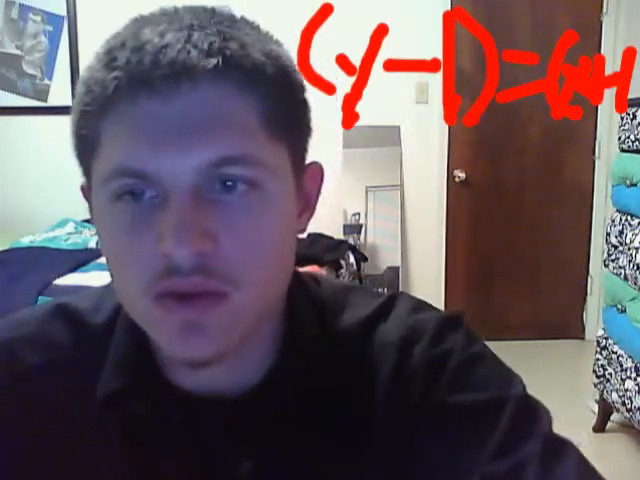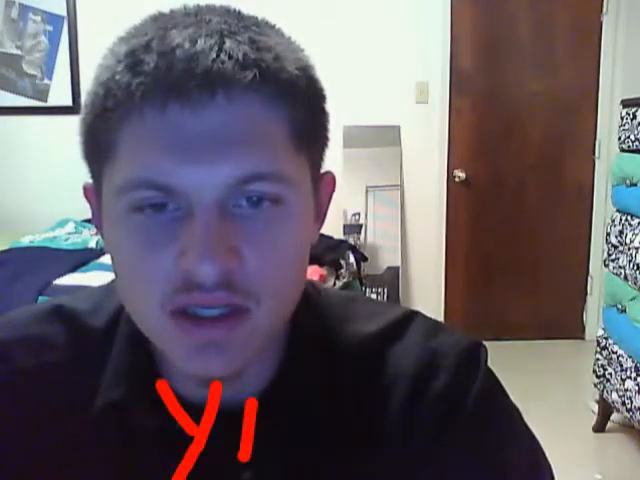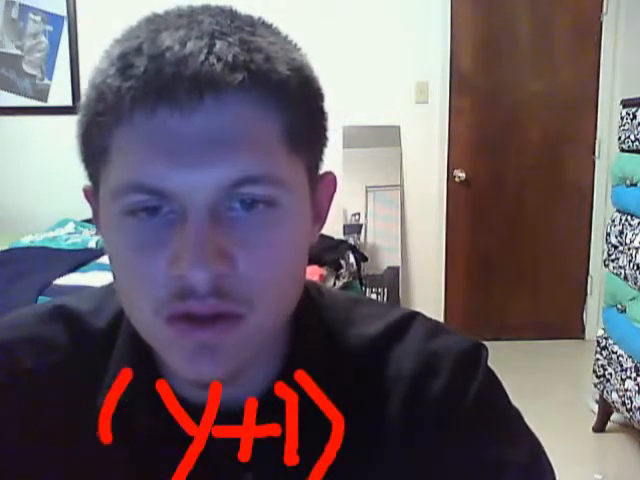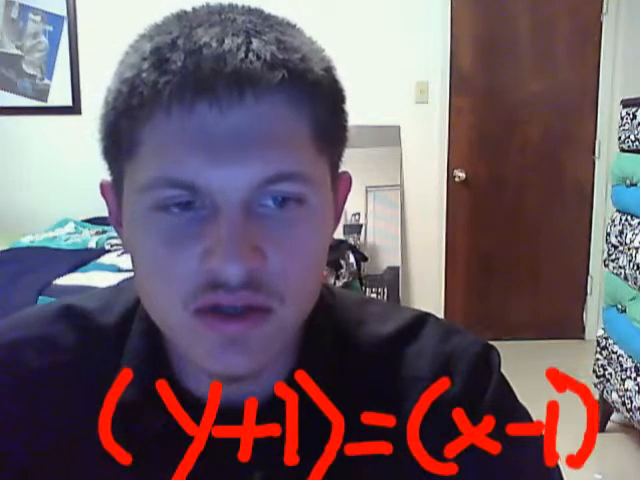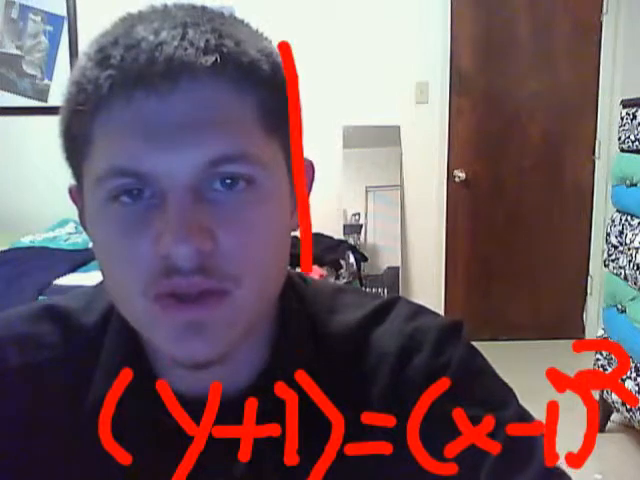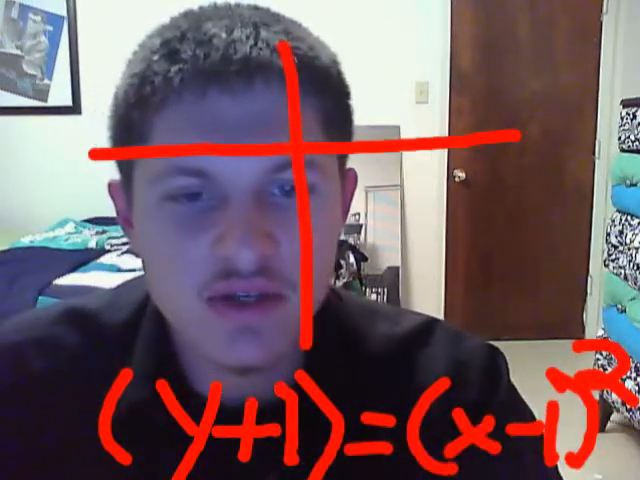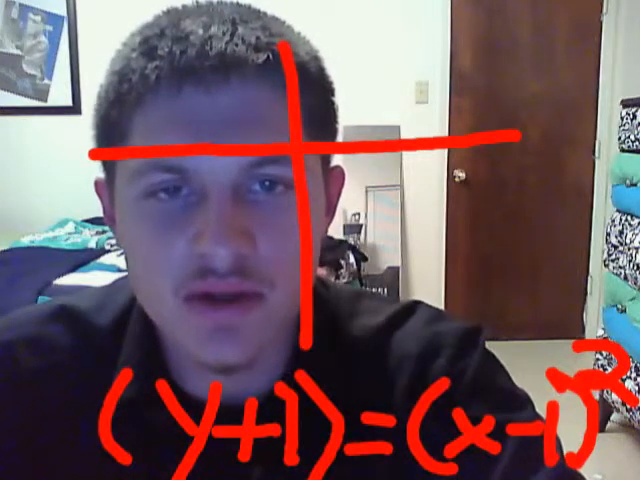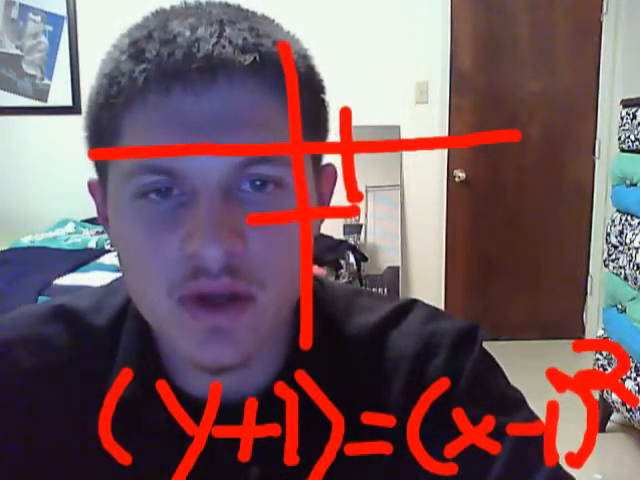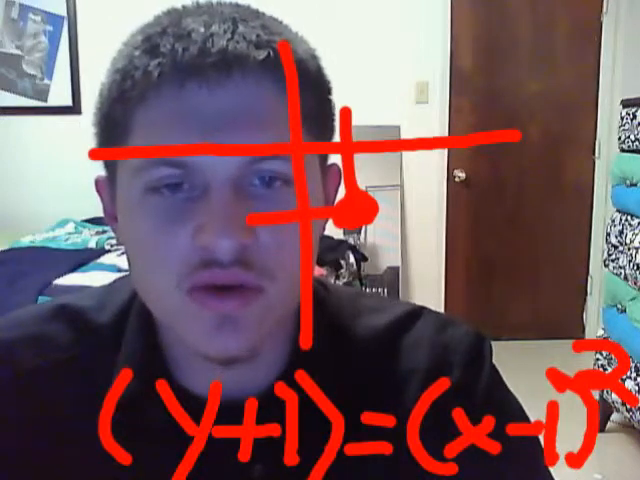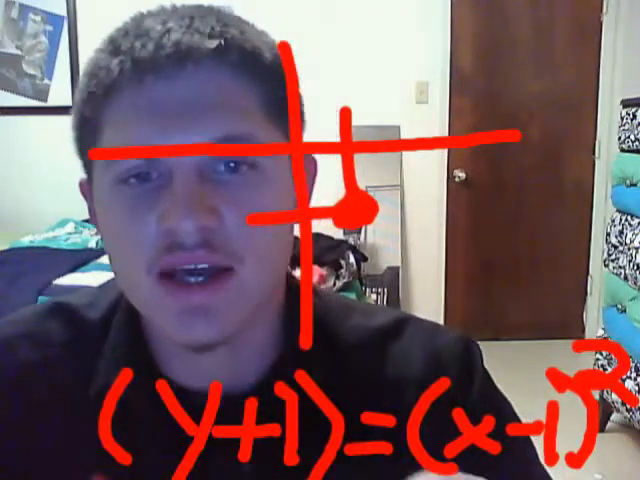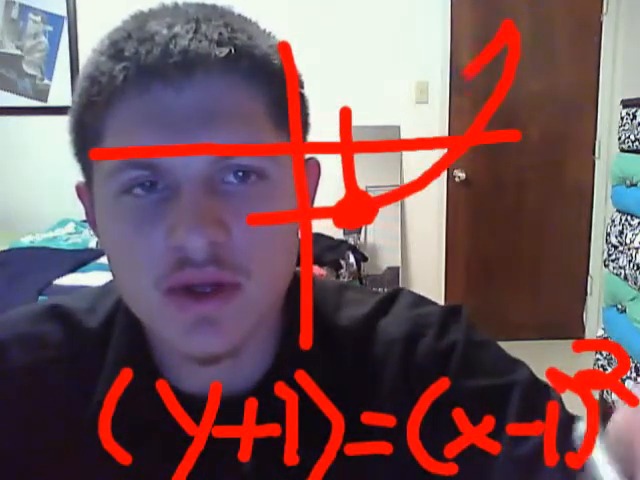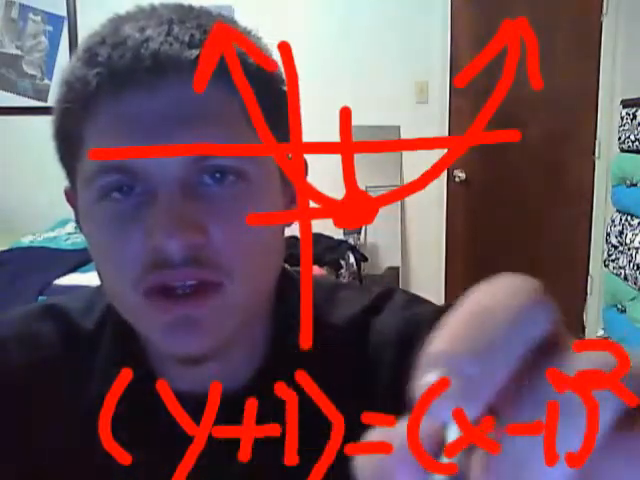hold on, y + 1 = (x - 1) squared. This tells you that your line is going to start at (1, -1) because of the transformation. You're 1 unit away to the right for the x, and 1 unit away down for the y. And it will open up and go infinitely upwards.